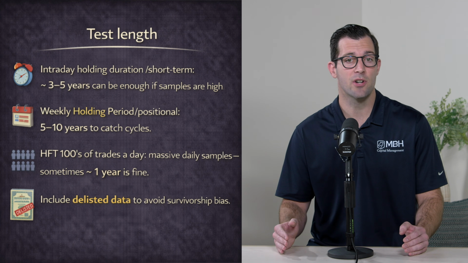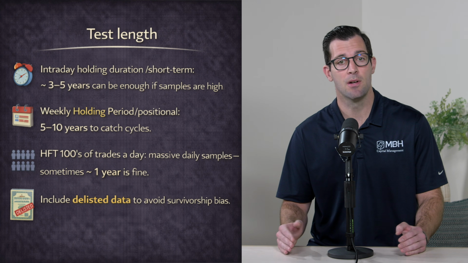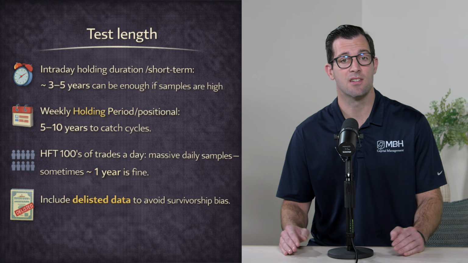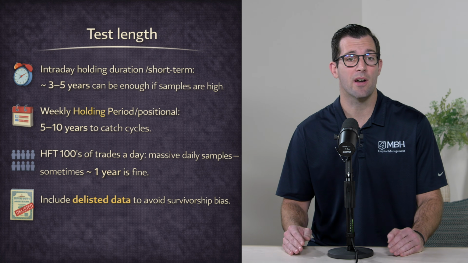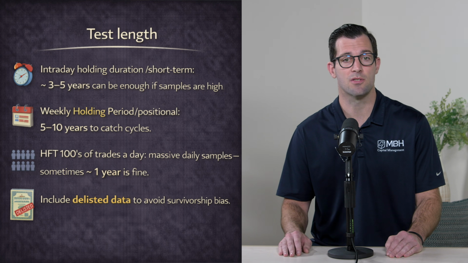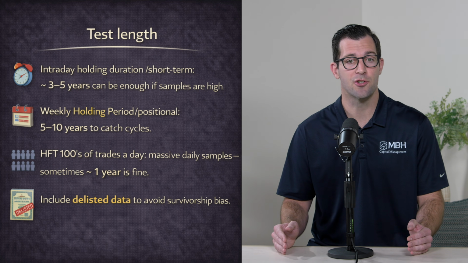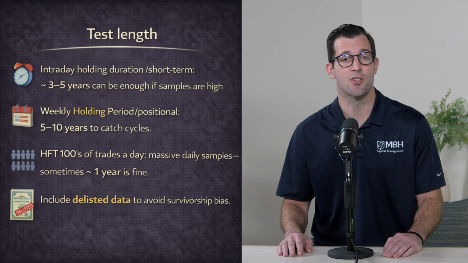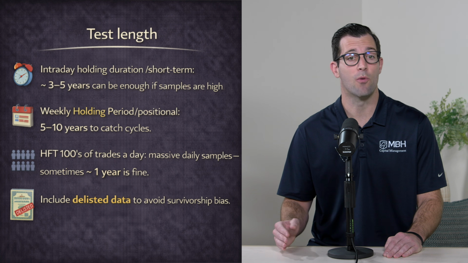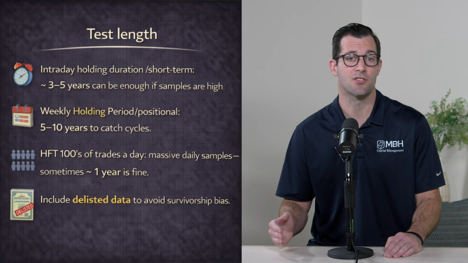Test the lengths of these trades, your intraday holding time, duration, and periods. 5 years can be enough with a small sample size. Weekly holding periods, you probably want up to 10 years of data because there's not as many occurrences to fully catch all the cycles. Very high frequency, over 10 trades a day, 1 year could be enough data to run that with conviction. Include delisted data as well to avoid overfitting and survivorship bias on certain trades.